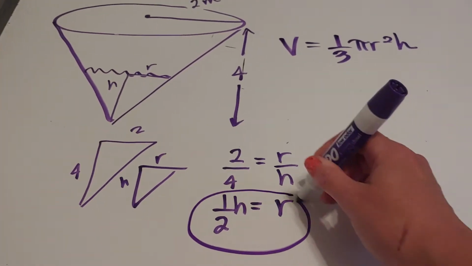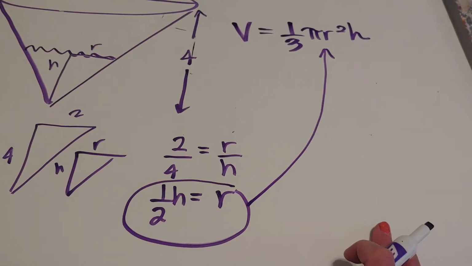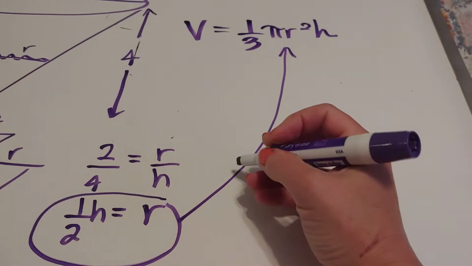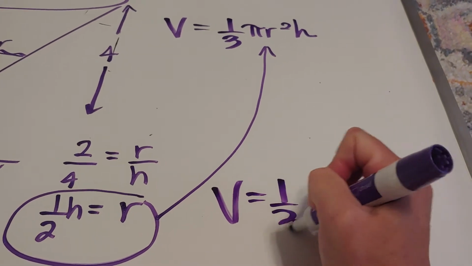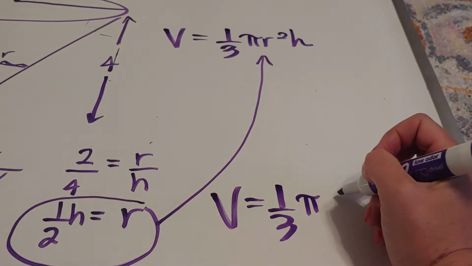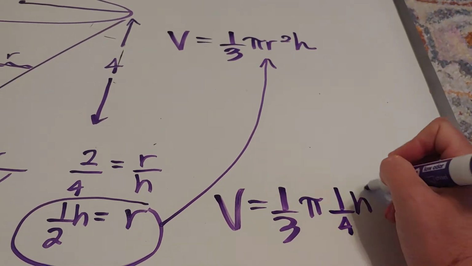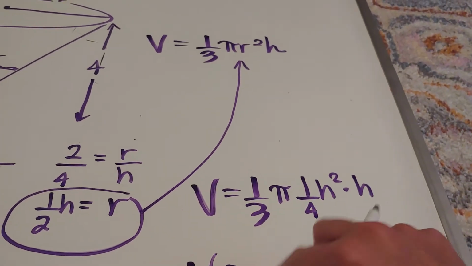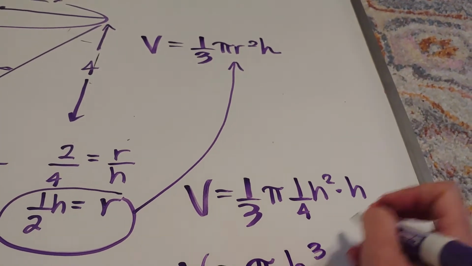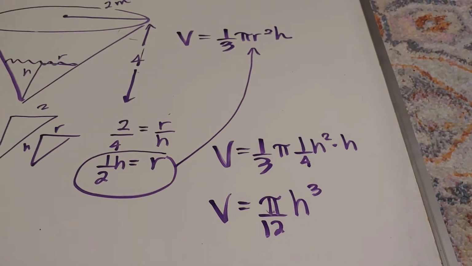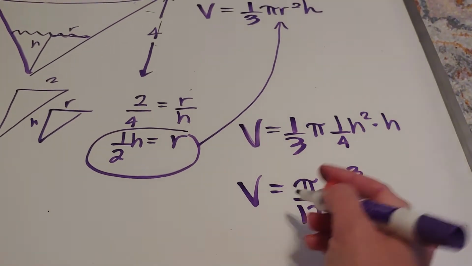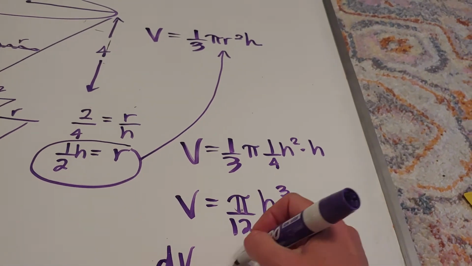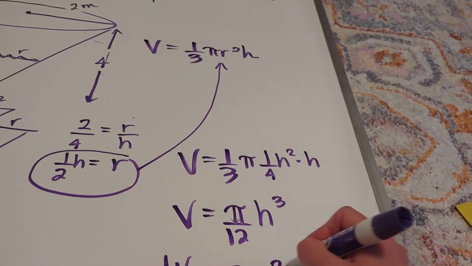So I'm going to plug that into this volume equation. Where I see an r, I'm going to put a 1/2 h. So the volume equals 1/3 pi, and 1/2 h squared would be 1/4 h squared, times an h. So my volume equation will be pi 12ths h cubed. Now we're going to take the derivative with respect to time. dV/dt equals, that 3 is going to come down. The 3 and the 12 will reduce to pi 4ths h squared dh/dt.